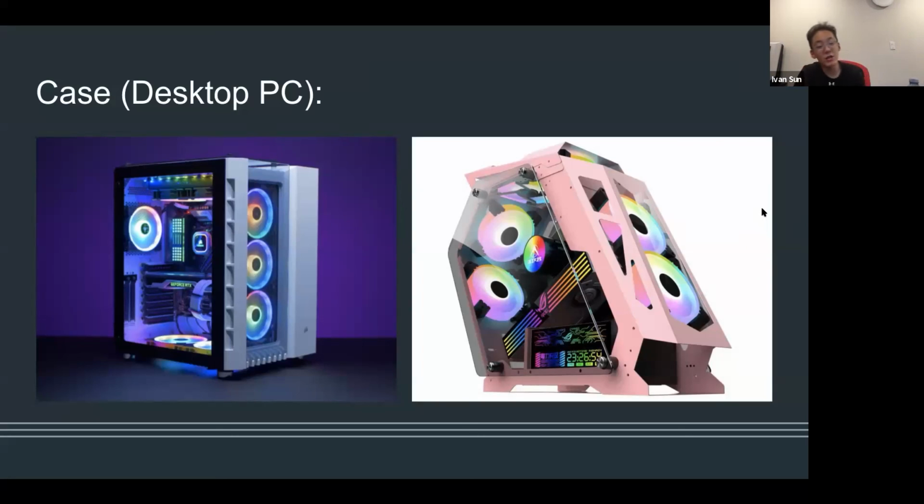Or, I know someone who actually just used a cardboard case for their PC. It works, but it's not the best for function or aesthetics.